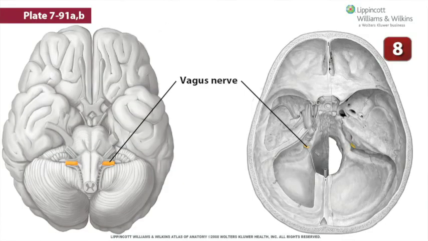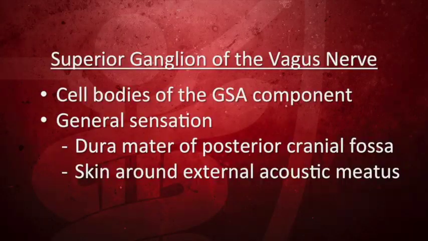The rootlets of the vagus nerve arise from the lateral medulla posterior to the olive and converge to form a single nerve that passes through the jugular foramen. The superior, or jugular, and inferior, or nodose, ganglia are found in the vagus nerve just inferior to the jugular foramen. The superior ganglion contains the cell bodies of the general somatic afferent component, which is associated with general sensation to the dura mater of the posterior cranial fossa and to some of the skin around the external acoustic meatus.